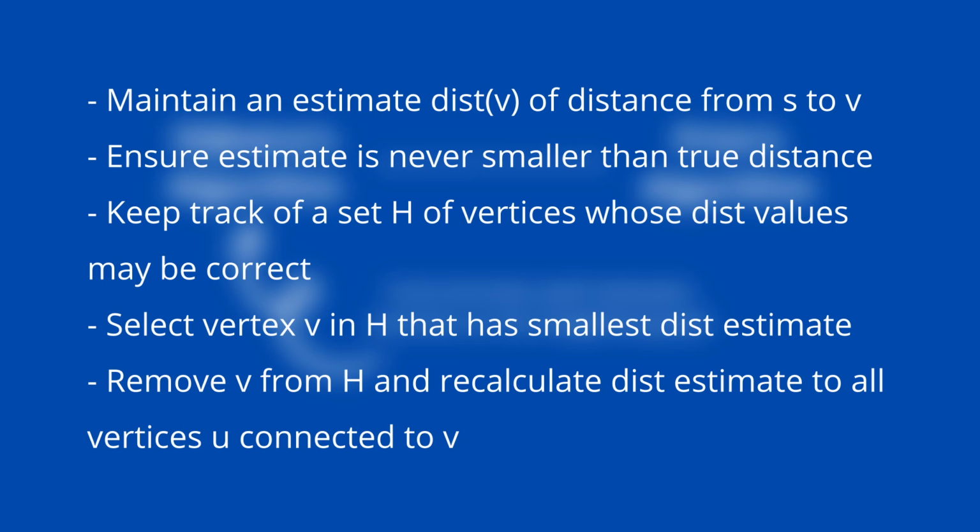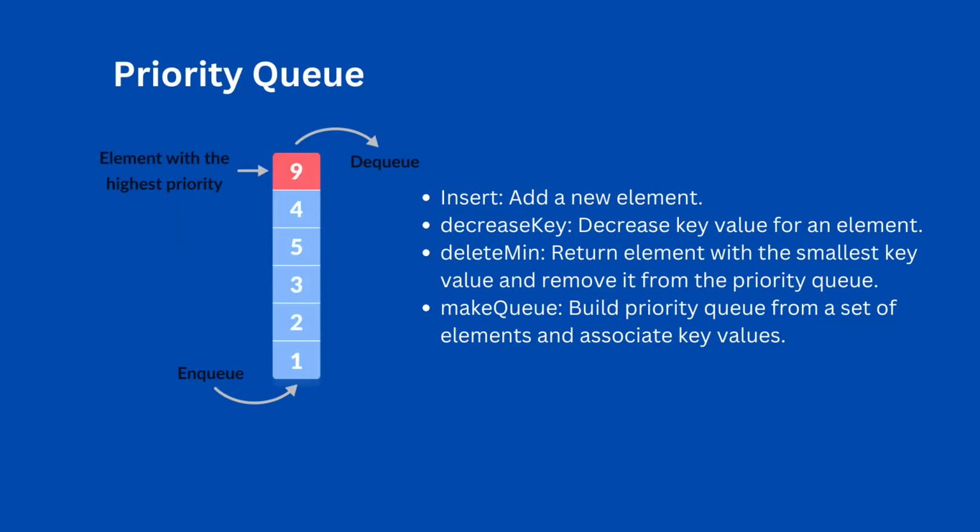Remove v from H and recalculate the dist estimate to all vertices u connected to v. The main component of Dijkstra's that affects runtime is the choice of data structure used to store the vertices and their current distance estimates. We call this data structure a priority queue. This structure maintains a set of elements along with a numeric key value for each element.